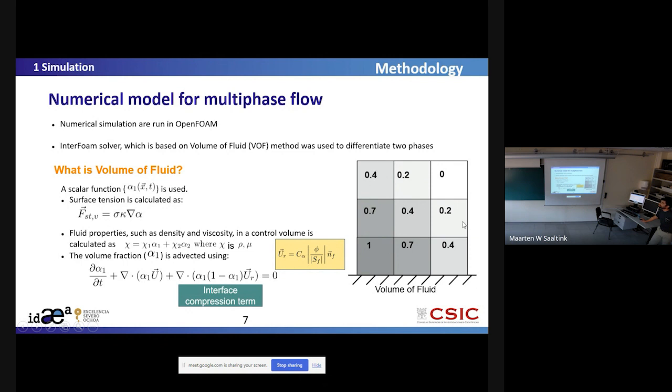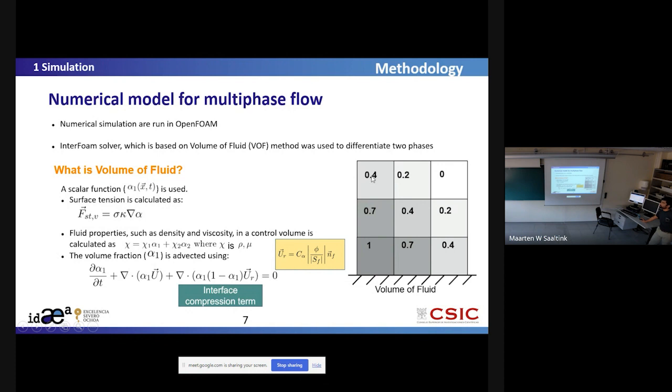And all these intermediate values are where our interface is. We calculate this surface tension force term by a method proposed by Brackbill. It's also called a continuum surface force model. And the fluid properties are calculated depending on this alpha value. So we kind of average all the alpha in all the cells and multiply.